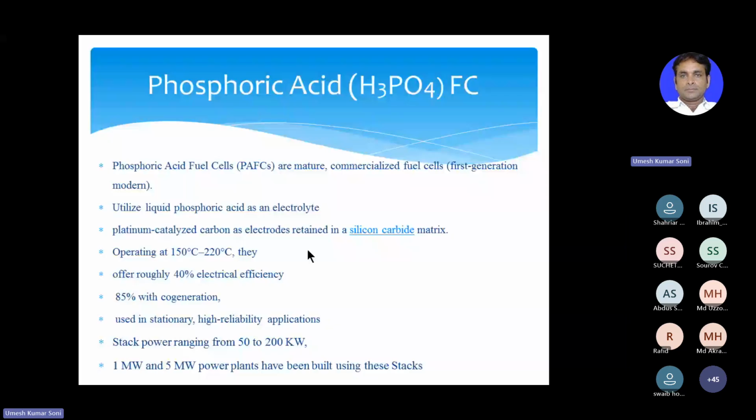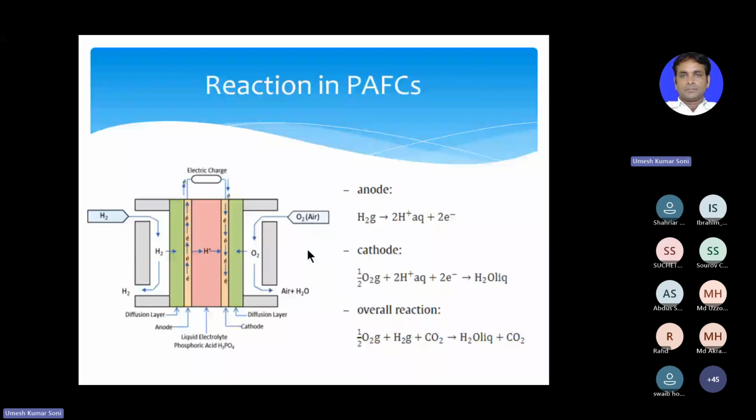The stack of this phosphoric acid fuel cell has the maximum capacity of 200 kilowatt. Means one stack has maximum capacity of 200 kilowatt. It has been already designed, and using these stacks, a large power plant of 1 to 5 megawatt have been built in some countries. So what are the reactions in PAFCs?